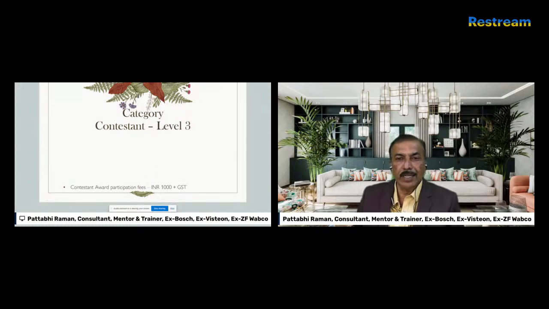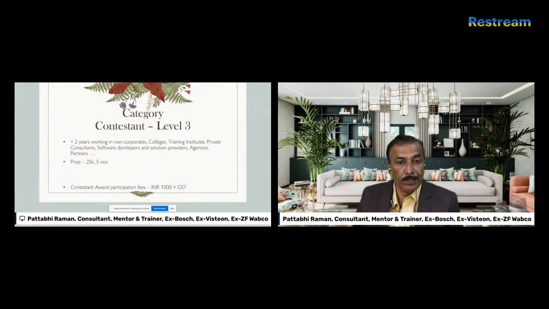field. Coming to level 3, here we are talking about non-corporates, people in academia or private consultants or training organizations. If they want to participate, they can come into this category, level 3. Okay, you may have 10 years, 20 years, but as long as you are not in a corporate, but you are practicing in a small organization or your own organization, you can contest in level 3.